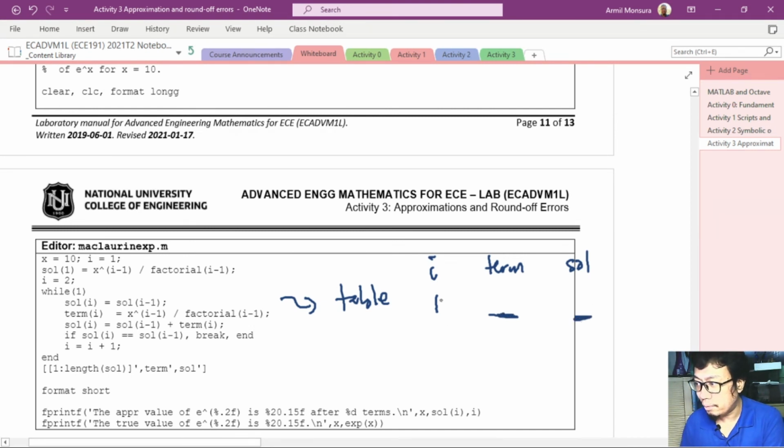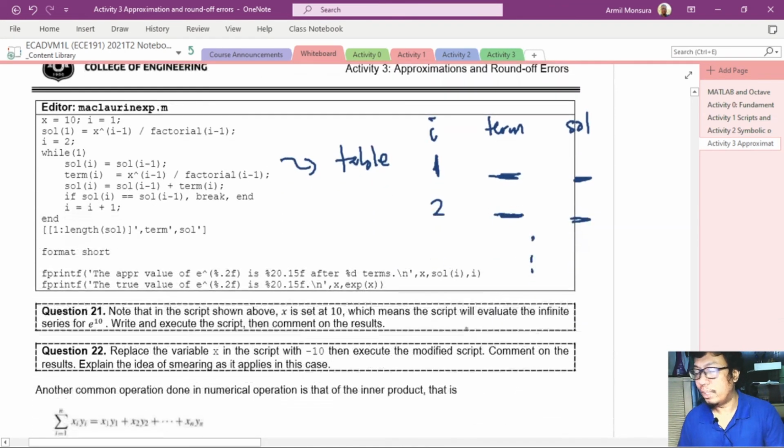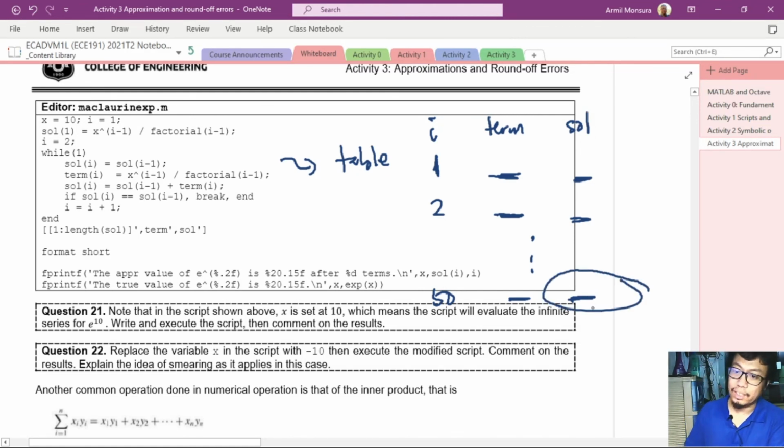So it is tabulated that at the first iteration, this is the value of the term, this is the value of the sol. At the second iteration, this is the value of the term, this is the value of the sol. And so on until, for example, the last iteration happened at 50, at i equals 50. So at the 50th iteration, this is the value of the term, this is the value of the sol. So this is now the final value that should be returned by your script.